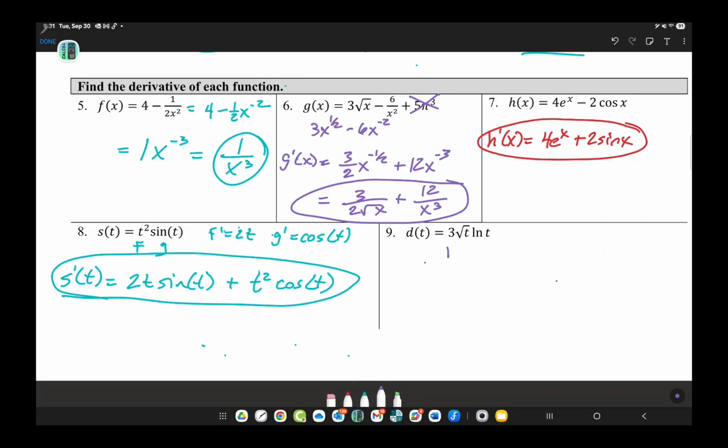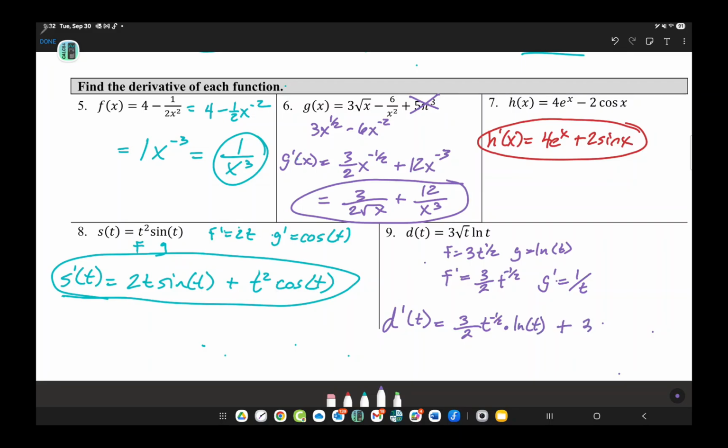So here for number 9, f is equal to 3t to the 1/2. g is the natural log of t. That means that f prime would be what? 3/2 t to the -1/2. And g prime would be 1 over t. So d prime of t is equal to f prime, 3 over 2 t to the -1/2, times g, natural log of t, plus f, which is 3t to the 1/2, times 1 over t.